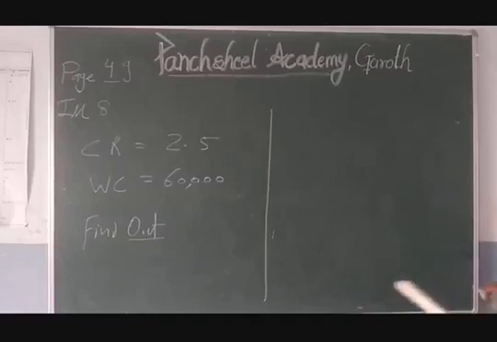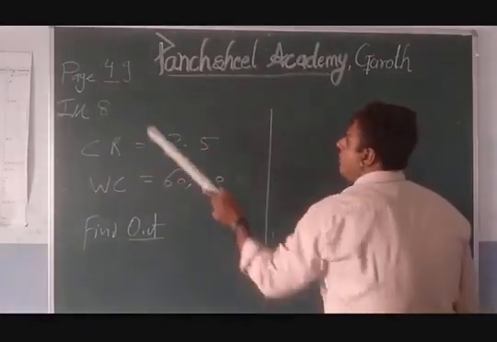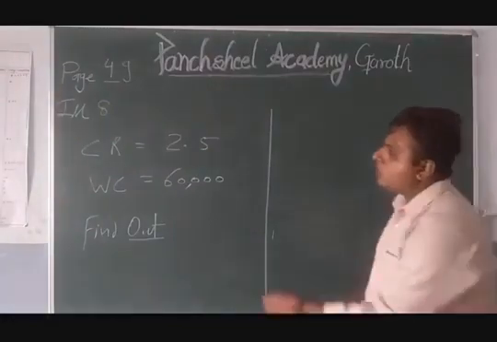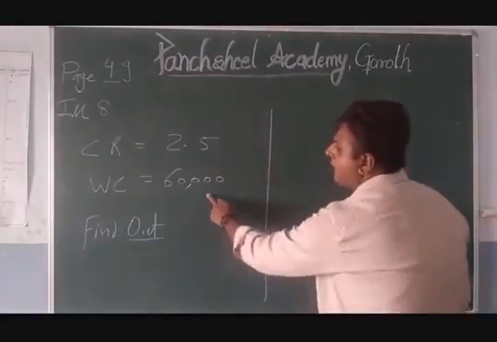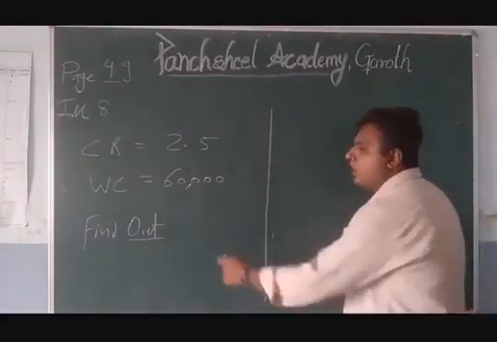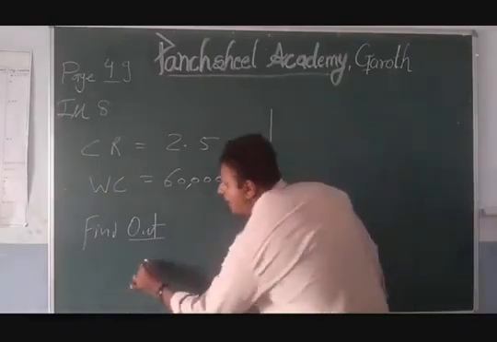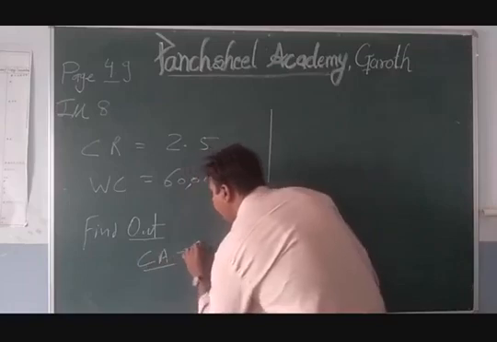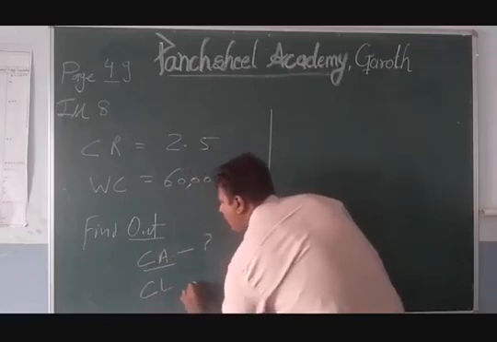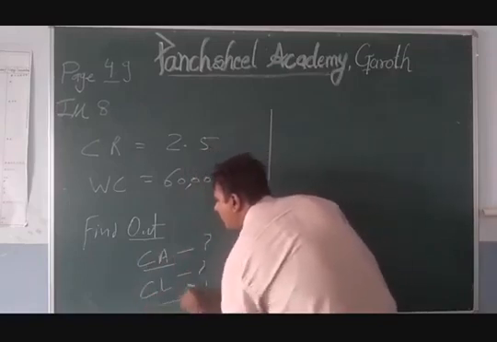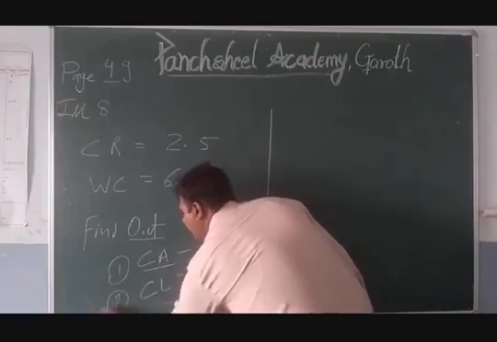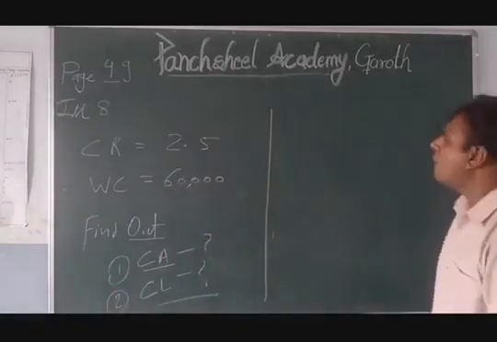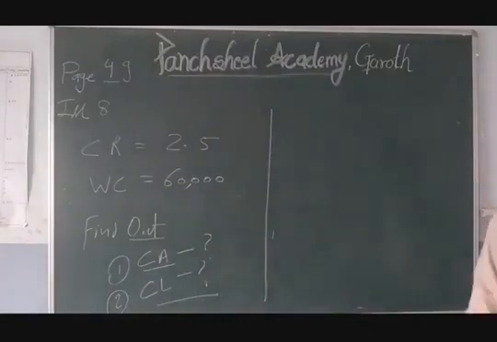Okay, friends, illustration number 8, page number 4.9. P.S. level. Here the current ratio is given 2.5 times. Working capital is given 60,000. What to find out? Current asset and current liability. You have to find both of these, current asset and current liability. How will you find both of these?